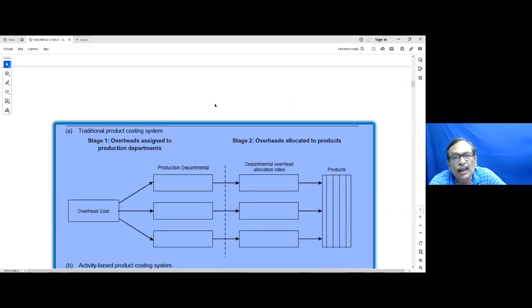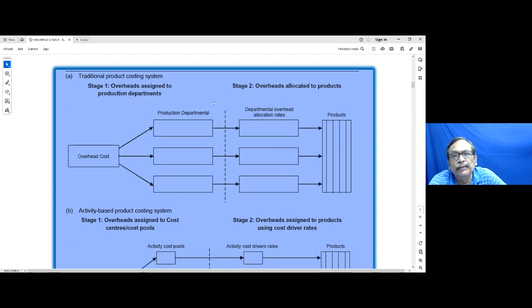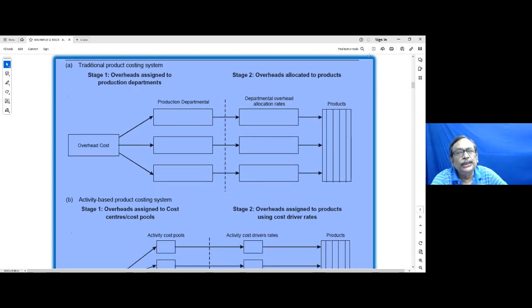Now, if we look into it one by one, the traditional product costing system: overheads assigned to production departments, then overheads allocated to products, overhead cost, then departmental production overheads, then departmental overhead allocation rates, and on that basis you are going to charge to the products.